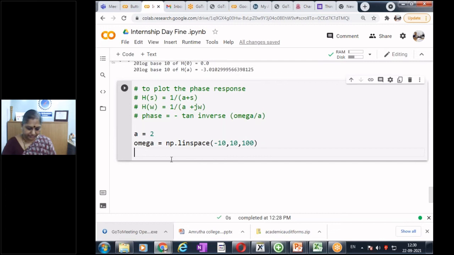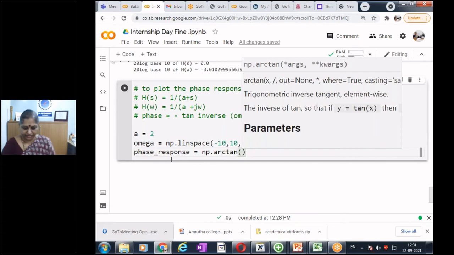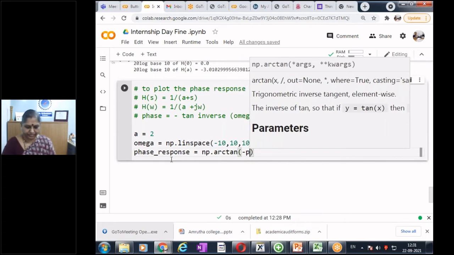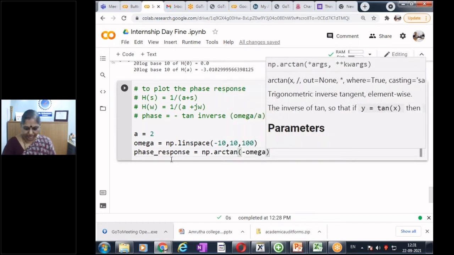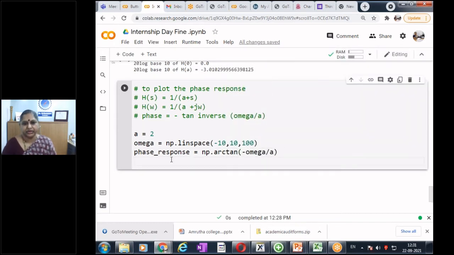Then my phase response. My phase response is given by np dot arctan. What does arctan do? Tan inverse of minus omega by A. That's all. And this is going to give me my angle in radians. If I want the angle in degrees, I just multiply by 180 and divide by np dot pi. Then I will get my answer in degrees.